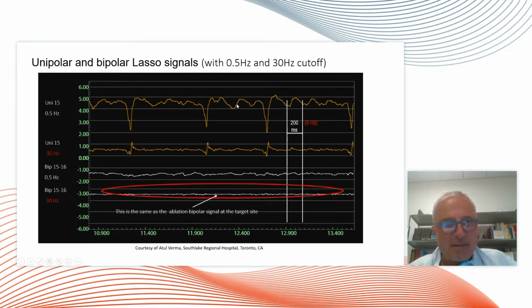Why? If you look at the unipolar raw signal on the top, you see there are big fibrillation waves and then the QRS complex. The cycle length is about 200 milliseconds. And then when you filter it at 30 hertz, already you lose a lot of information. And when you do the subtraction to get the bipolar signal, you have a flat line. So the cooking of the signal in your EP system can produce a flat line of a good raw signal, I would say.